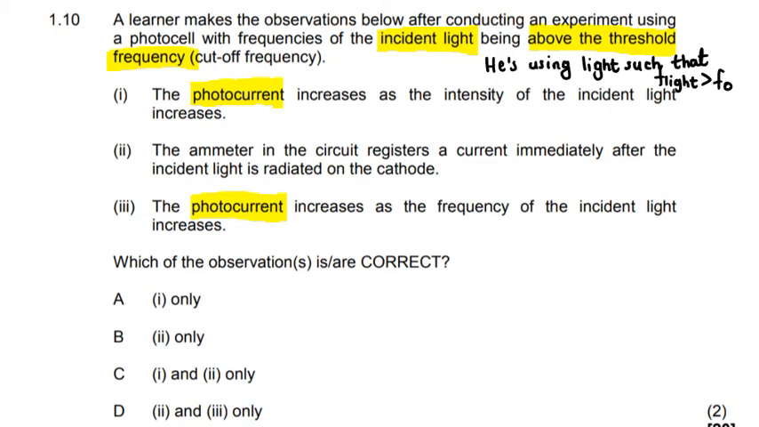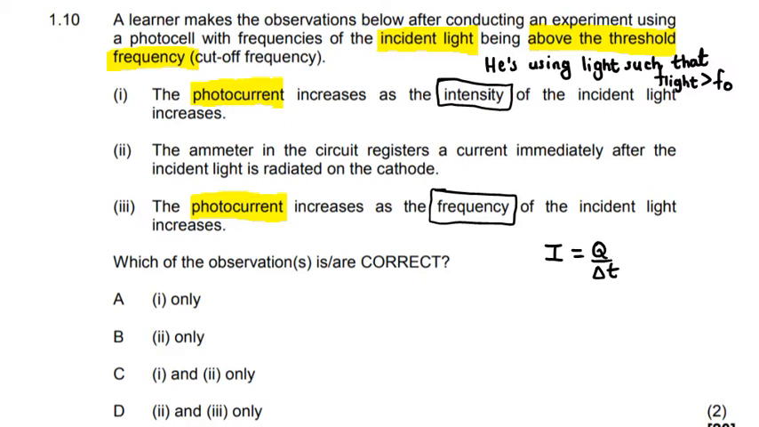Because the only difference in the statements is that one says the photocurrent increases as the intensity increases, and the other one says the photocurrent increases as the frequency increases. So we now need to decide which one actually increases the photocurrent. Unfortunately, to go back to another definition, what is current? Current is the rate of flow of charge, if we can remember that. So how fast the charges are moving in the conductor basically determines how much current you will have.